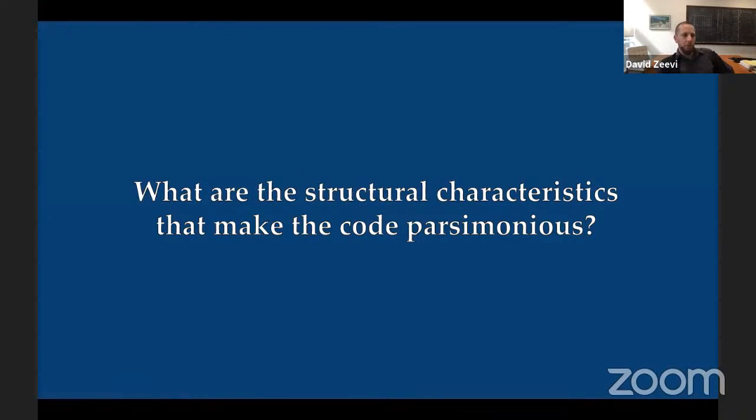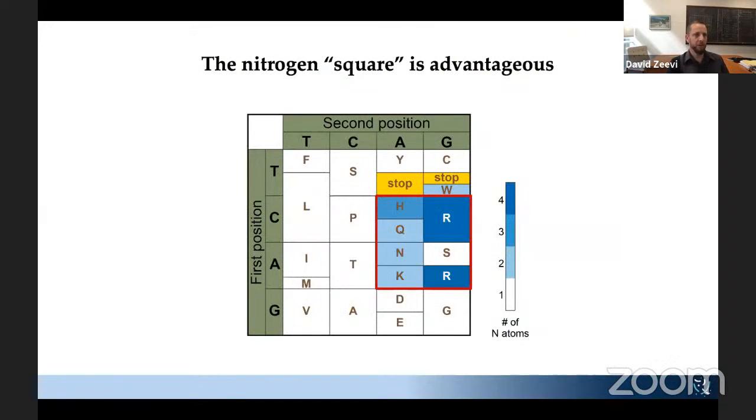So next, we asked, are the structural characteristics, namely the nitrogen square that we saw, making the code more parsimonious in terms of nitrogen conservation? Basically, is this structure of nitrogen amino acids organized in a square, topologically a square, better than other organizations? First of all, as a thought experiment, we tried to think about what would be the worst possible organization of nitrogen amino acids. I'm going to give you a moment while I take a sip of water to think about what would be the worst organization of nitrogen amino acids.